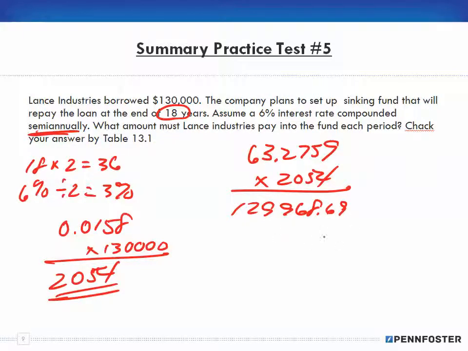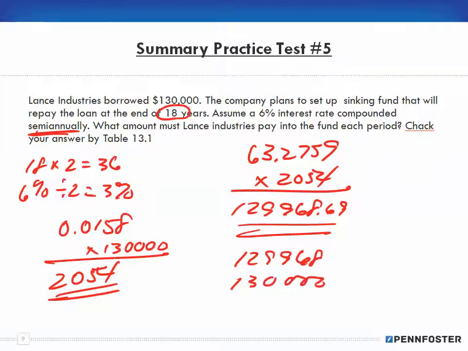Now let's look at the amount of the rounding. $129,968.69 versus $130,000, so that's off by about 32 bucks. That might seem like a lot, but it's acceptable because of the size of the numbers. We're talking about $130,000, so being off $32 due to rounding is acceptable in this case. We're not talking about just being off by cents, but by dollars.